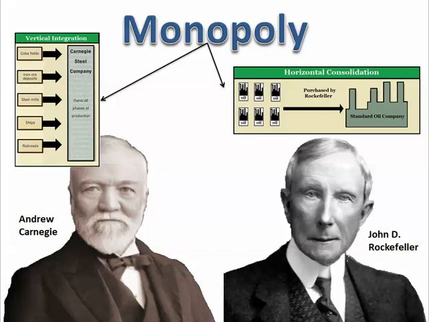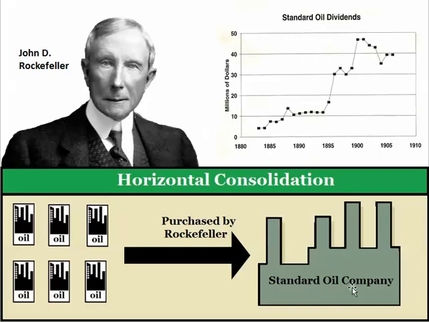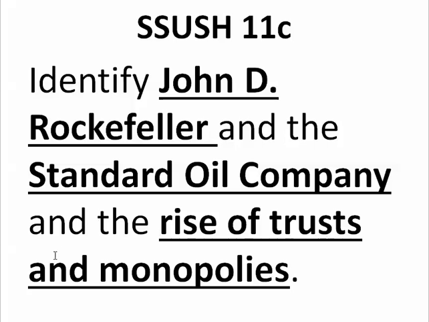And that's pretty much it. Identify John D. Rockefeller. We did that. And it says, and the Standard Oil Company. His company was called Standard Oil Company after he bought out all his competitors and formed this trust, or Standard Oil Trust. And then it says, and the rise of trust and monopoly. So I think we've met our objective.